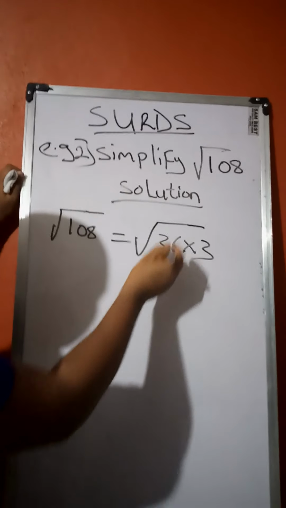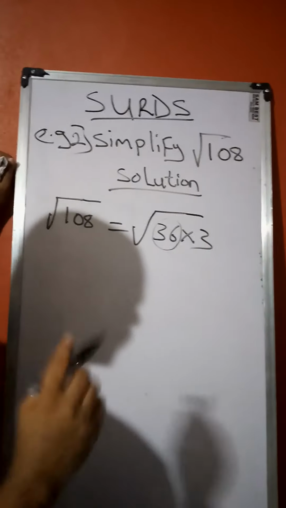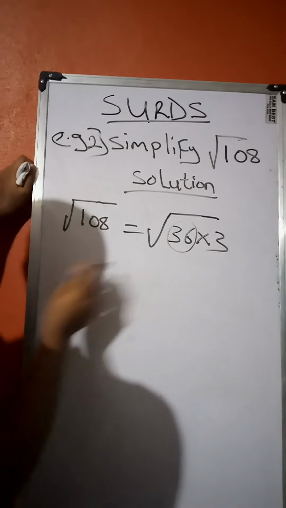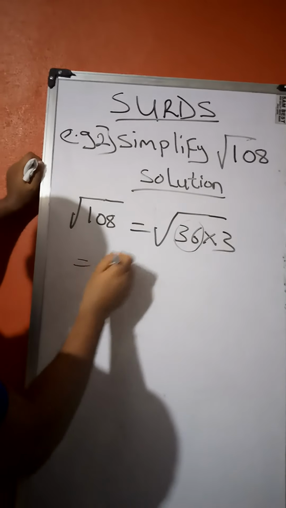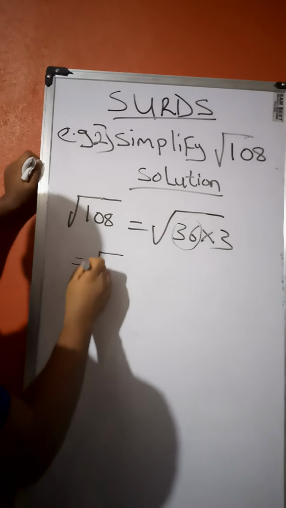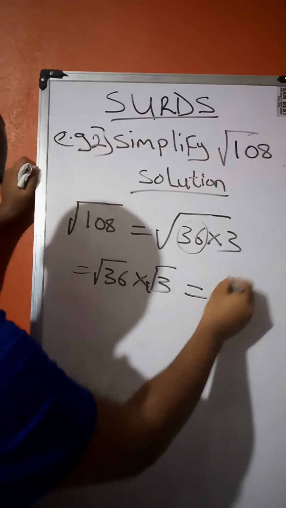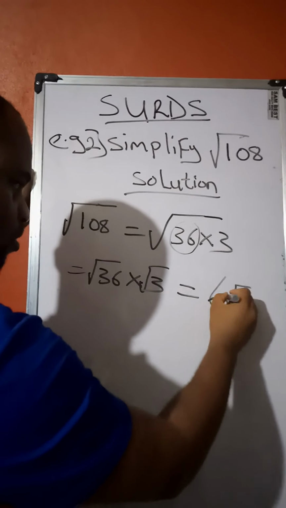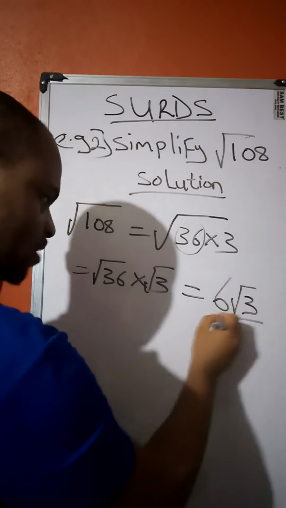Why am I picking this? Because I know that 36 is a perfect square. Now, I can reduce this further to root 36 times root 3. What is the square root of 36? 6. So we have 6 root 3. We've succeeded in reducing root 108 to 6 root 3.